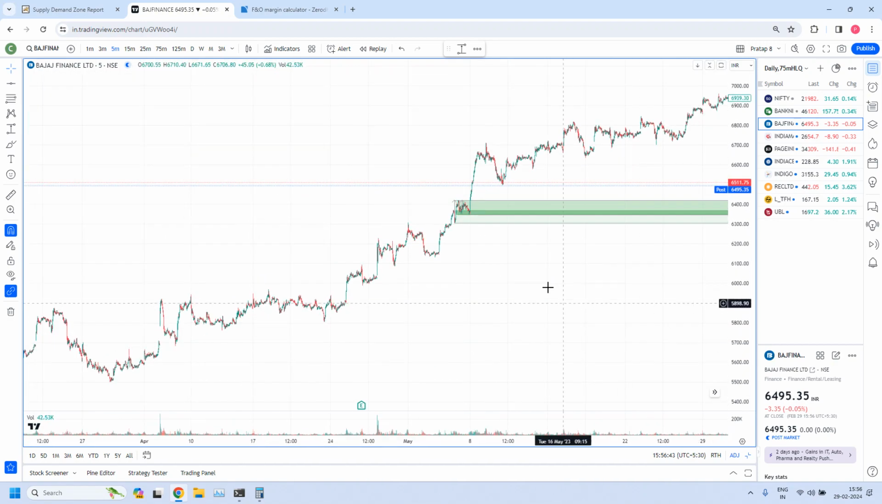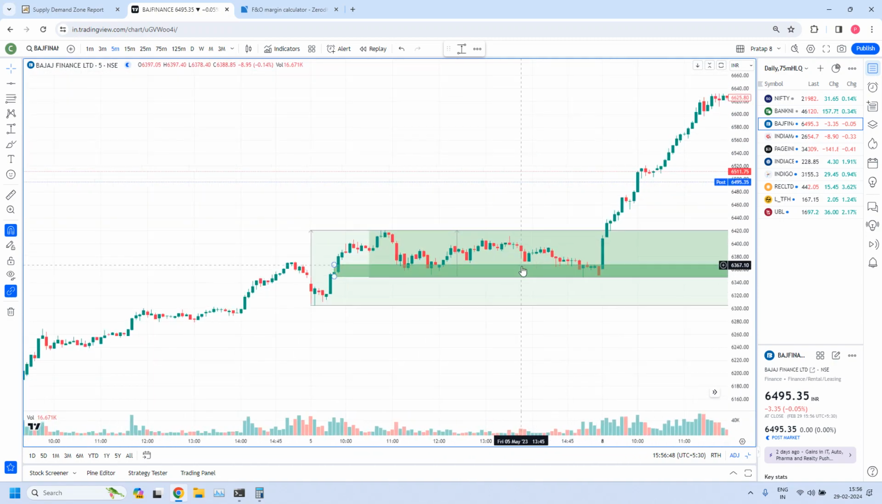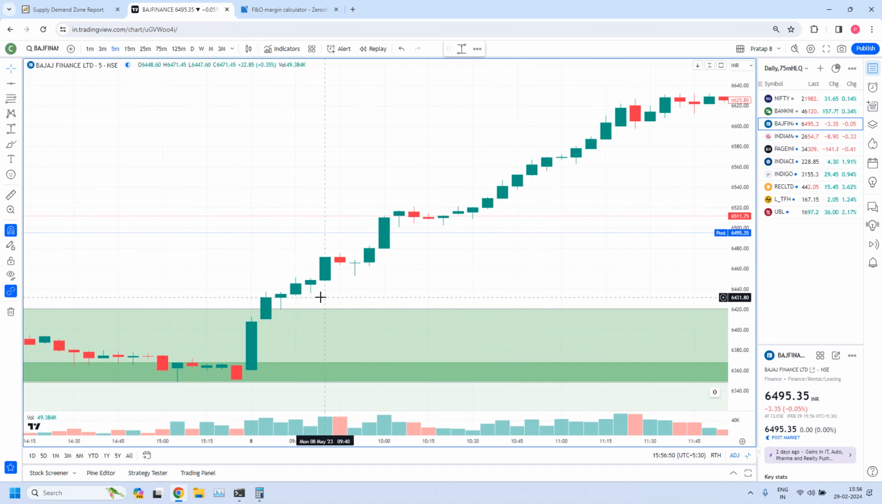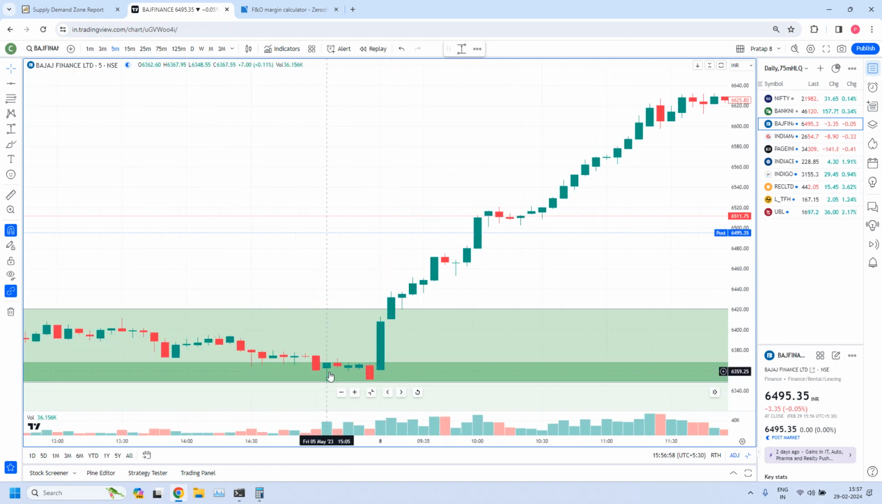Let me check even that. No, last time this is only. Maybe this could have been a drop candle, 1, 2, 3, 4, 5. This is also a base candle. That could be another reason also. Generally what happens within a high liquidity area, new high liquidities will be created. 1, 2, 3, 4, 5.